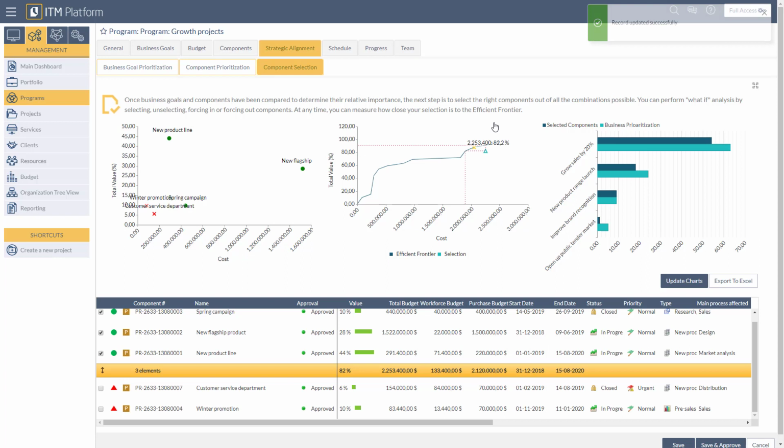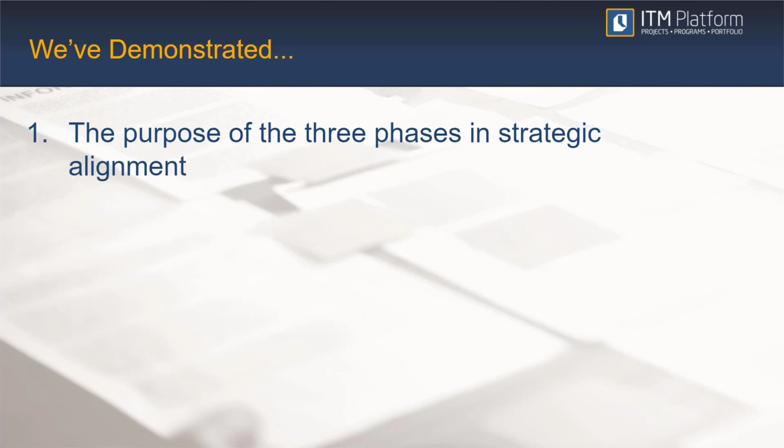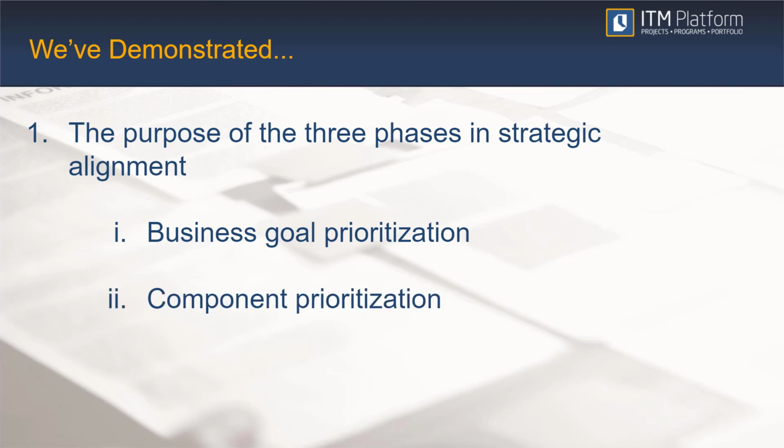Strategic planning can be used at the beginning of the year, but can also be used as a progress reference. You can look at the schedule and progress to see how well the projects are performing. This concludes the brief overview of the strategic alignment feature found in ITM Platform. This video demonstrated the purpose of the 3 places in strategic alignment: business goal prioritization, component prioritization, and component selection, and how they work in the program section of ITM Platform.